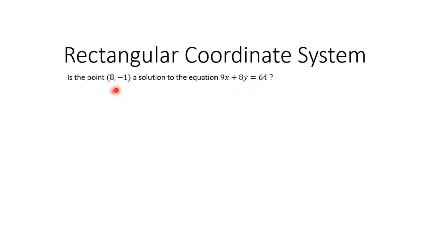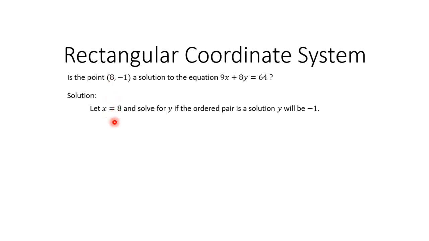Let's try to figure out if this ordered pair is a solution to this linear equation. Because the x-coordinate of this ordered pair is 8, I'm going to let x equal 8 in the original equation here. So if this is a solution, I would expect the y value to be negative 1. So I replace x in the equation with 8. 9 times 8 gives me 72. I'm going to solve for y by subtracting 72 from both sides.